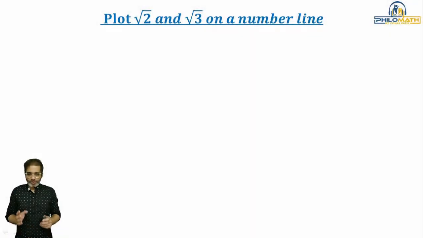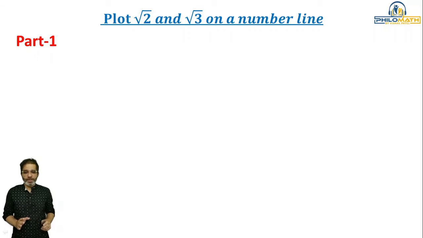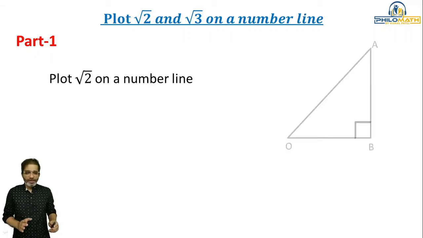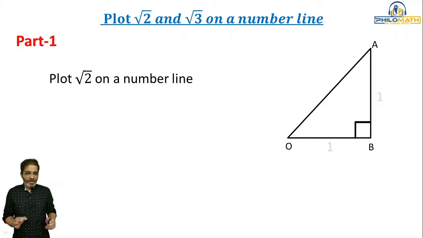Hello students, so today we are going to see how we plot root 2 and root 3 on a number line. So let us take the first part, that is plotting root 2 on a number line. So I have taken a right angle triangle ABO where angle B is 90 degrees. I have taken AB and BO as one unit.